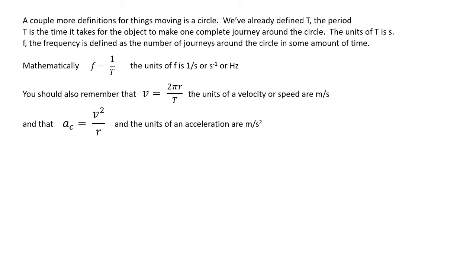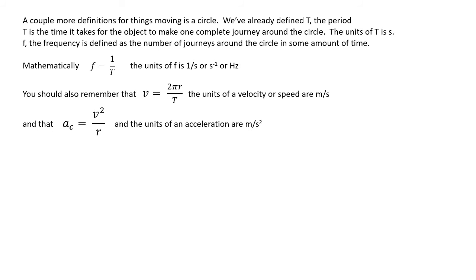A couple more definitions for things moving in a circle. We've already defined the period T as the time it takes for the object to make one complete journey around the circle. The unit of T is seconds, or time. F, the frequency, is defined as the number of journeys around the circle made in some amount of time. Mathematically, frequency is equal to 1 over T. So the units of frequency are 1 over s, or seconds to the minus 1, or the best one is hertz. We'll come back to hertz later in the year when we talk about waves.